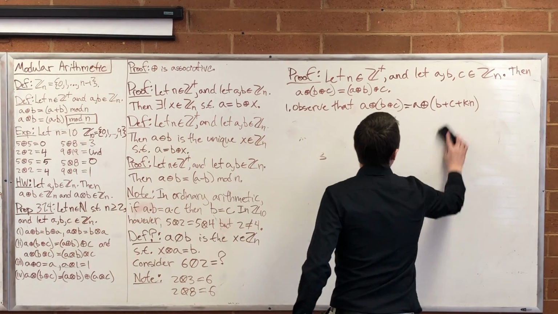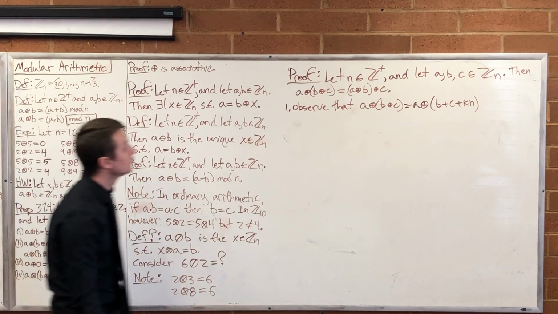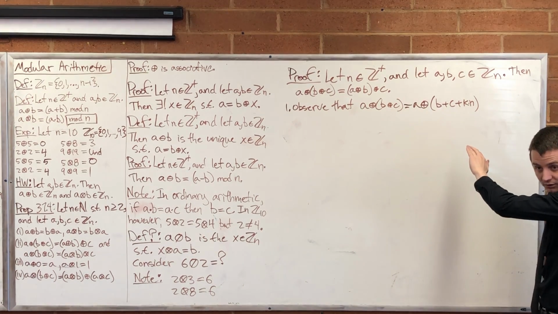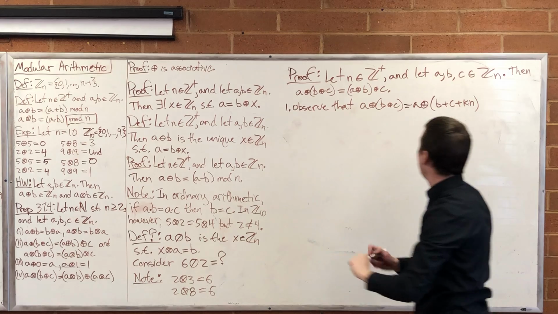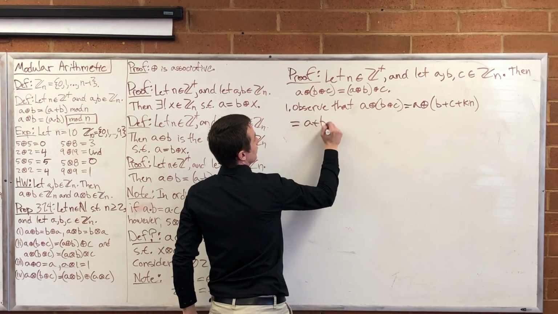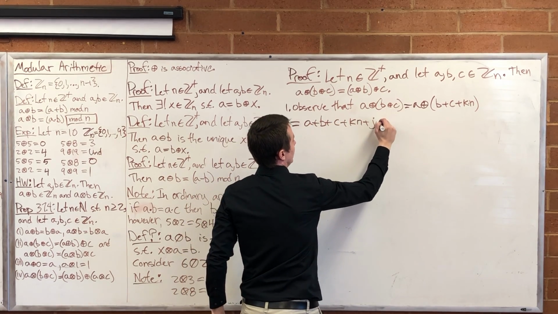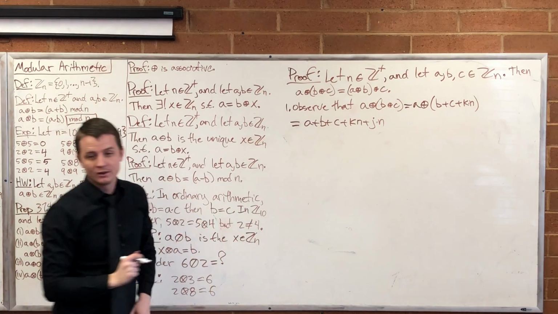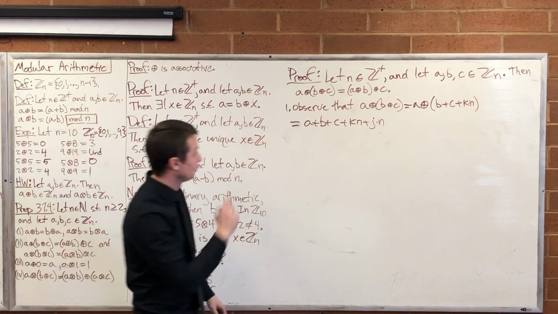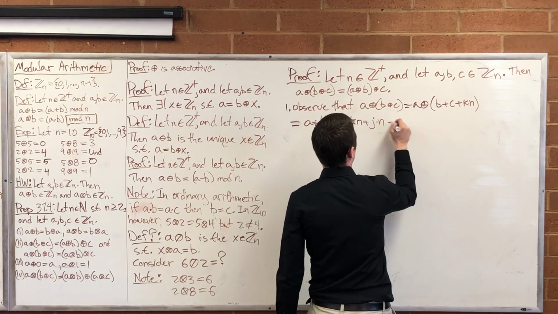So then, we're going to do the same thing now with the A. So A is going to be this plus this, mod n. To do that, we need to add the factor of n. So this is equal to a plus b plus c plus some kn plus some jn. Same thing, right? And now we're just regrouping the terms. And now we can do it in whatever order we want.